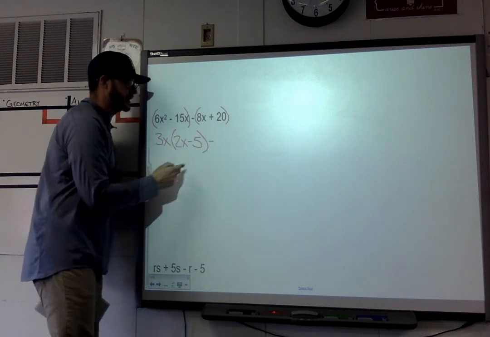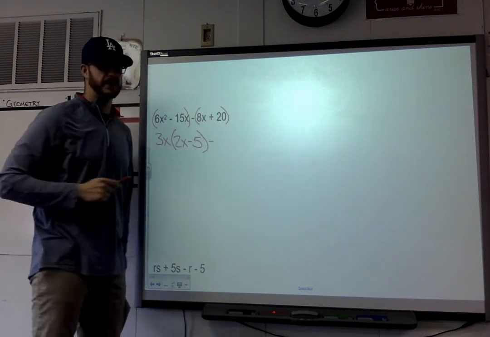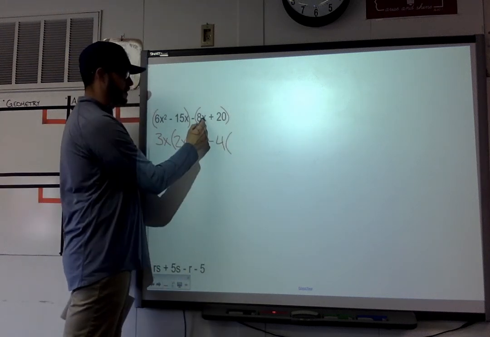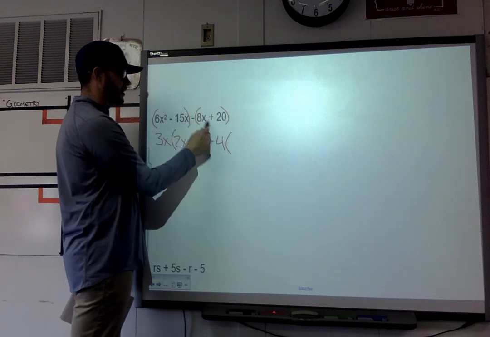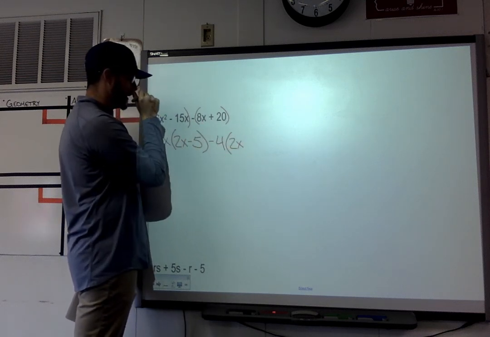Then we subtract, and we do the same thing over here. Largest number that can come out of 8 and 20 is going to be 4. When we divide both of these terms by 4, 8x divided by 4, we're left with 2x.